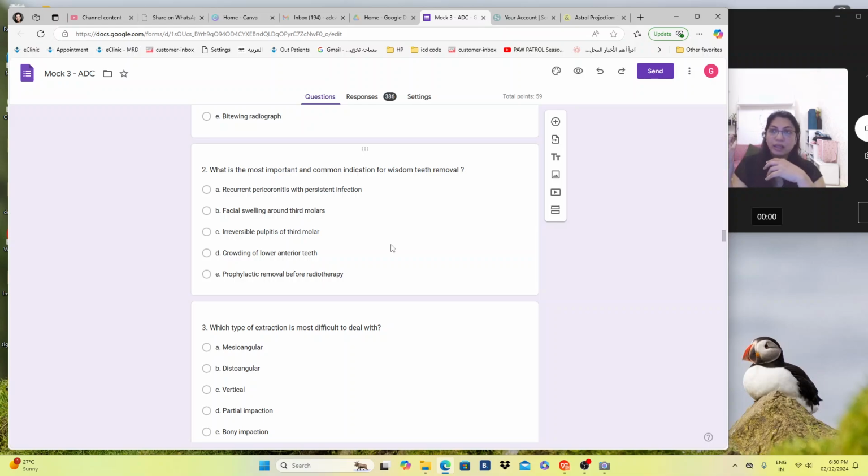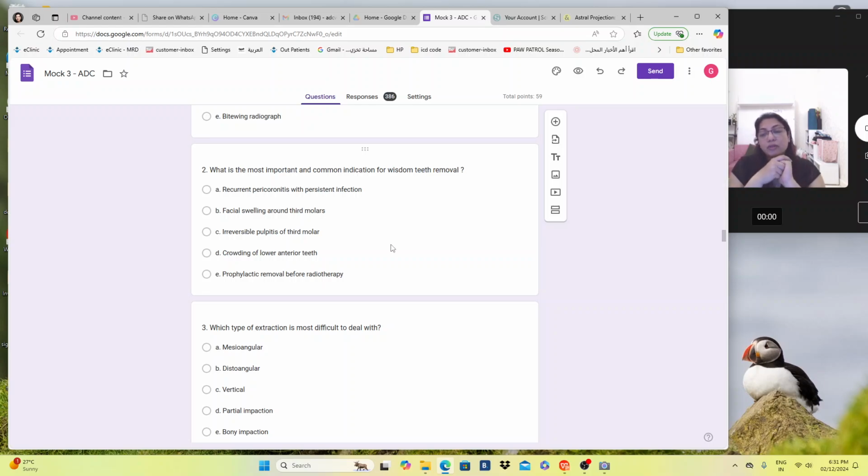But do you see many patients having such bad pterygomandibular infections all the time? No, you'll have patients who will have bad pericoronitis all the time. So that's the common thing, not a rare thing. So if the question would have asked which is a rare thing, which can be life-threatening, which indicates third molar extraction, sure, I'll use option B. But when it says the most important and the most common indication for wisdom teeth removal, I'll straight away go with recurrent pericoronitis with persistent infection.